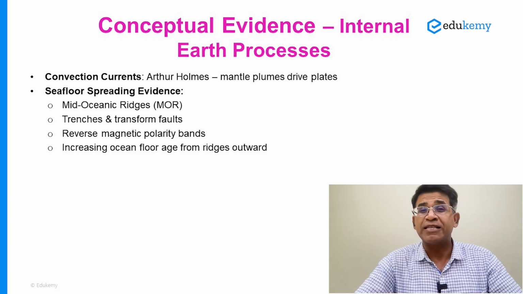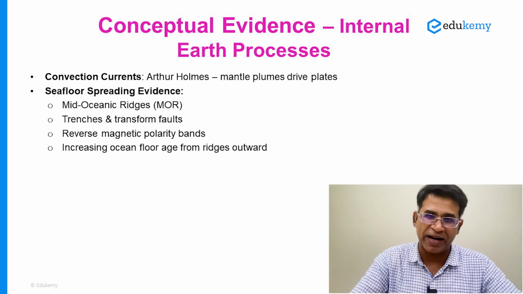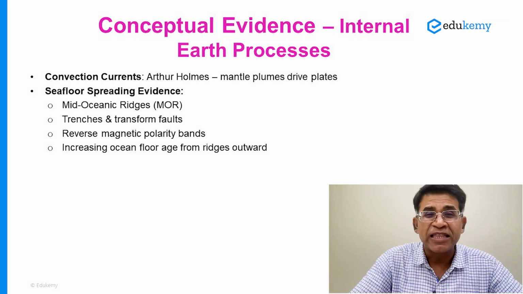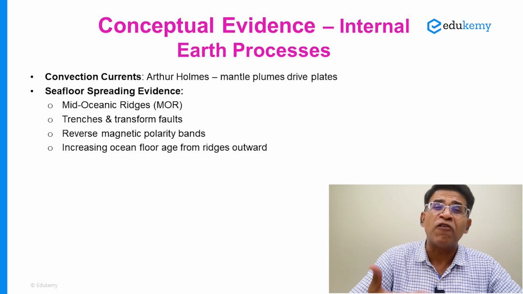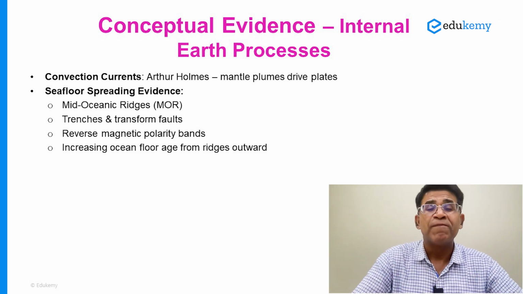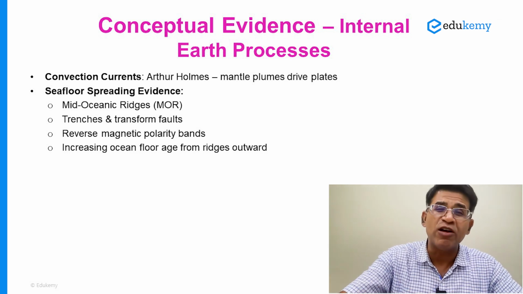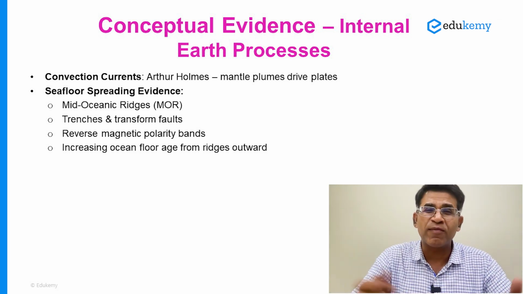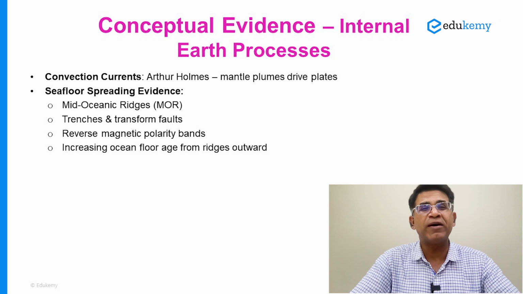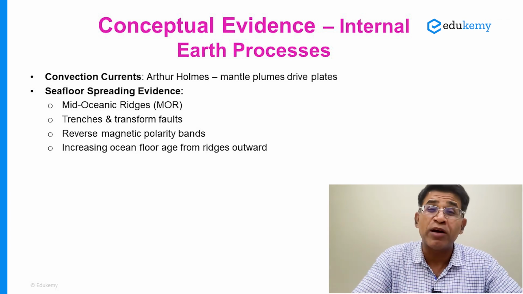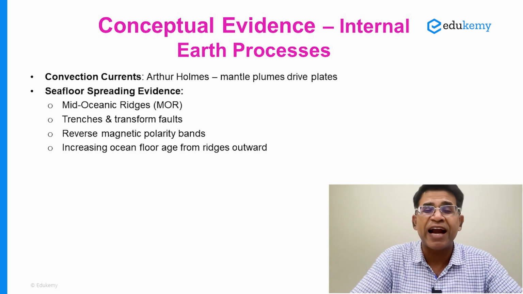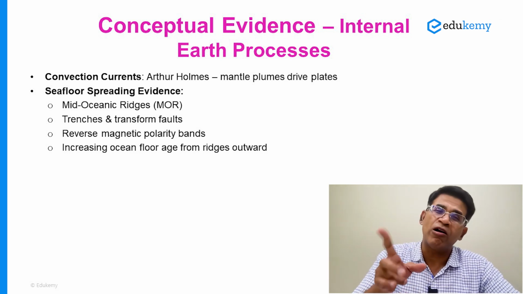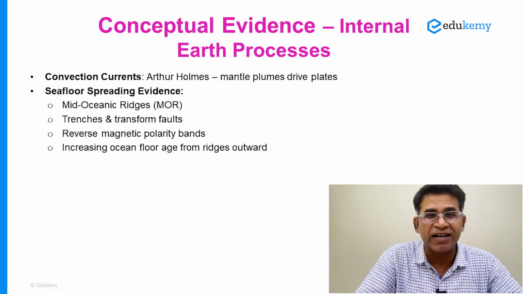The second set of conceptual evidences are from sea floor spreading. The presence of the mid-ocean ridge, the presence of trenches, the presence of the transverse faults that cut across the ridges, the presence of the axial rift valley of the ridge, the increasing age of the oceans away from the ridge, and also, if you remember, those bands of reverse polarity rocks on either side of the Atlantic ridge. So all the evidences of sea floor spreading also become the evidences of the modern tectonics theory.